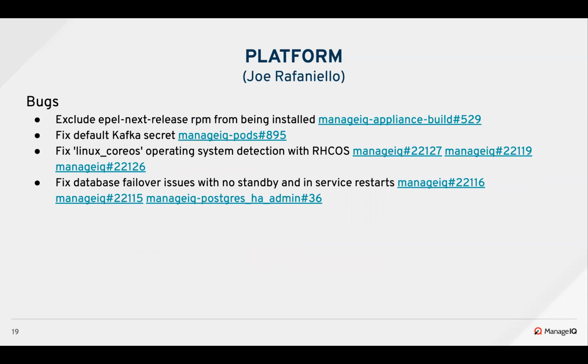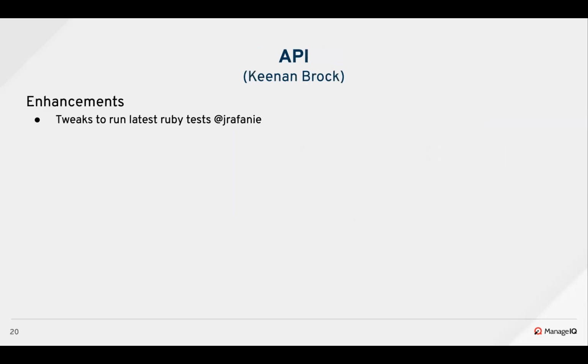For core bugs, Jason excluded the EPEL next release RPM to fix an issue where newer versions of packages were being installed and were causing the wrong psutil version for some of our Ansible work. Nasser fixed the default Kafka secret. And as Adam previously mentioned, Debird fixed the operating system detection of Red Hat CoreOS. And finally, I fixed some database failover issues with no standby and to allow the ManageIQ DB ready to restart services. Next to Keenan for API.